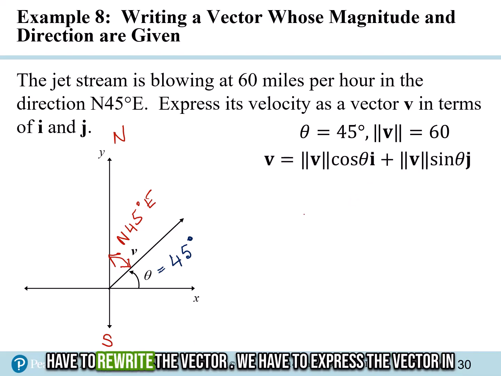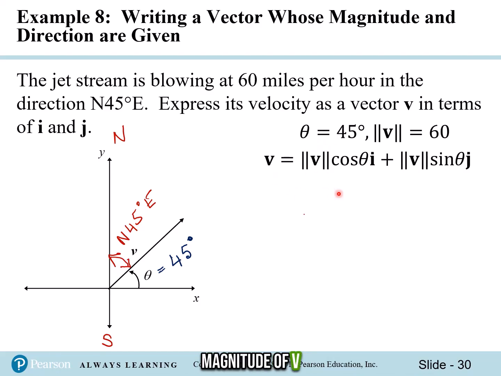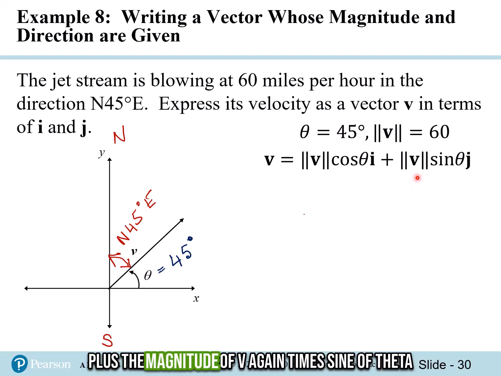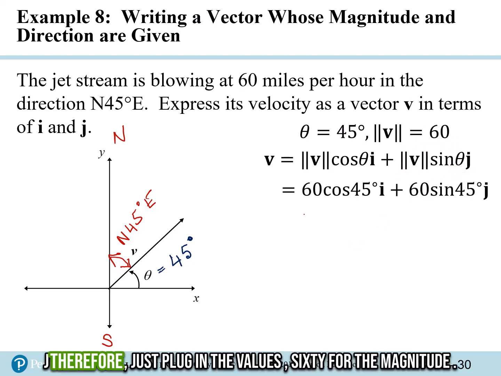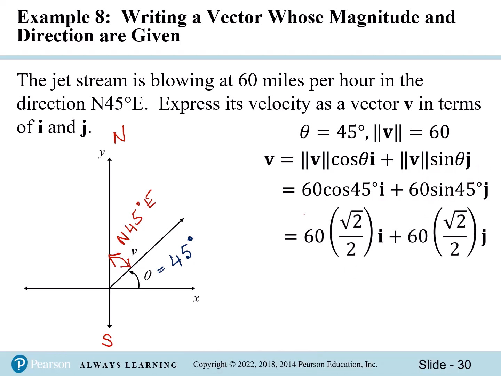We have to rewrite the vector. We have to express the vector in terms of this angle and the magnitude. So v is equal to the magnitude of v times cos of theta i plus the magnitude of v again times sine of theta j. Therefore, just plug in the values, 60 for the magnitude. So 60 times cos 45 degrees i plus 60 times sine 45 degrees j.